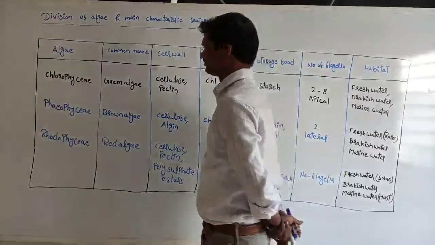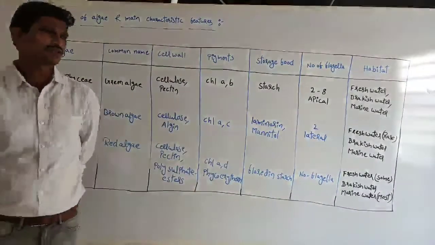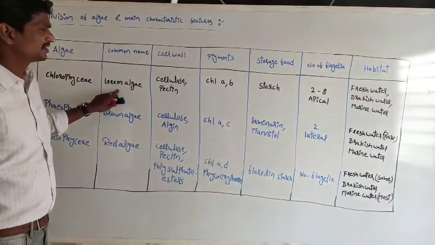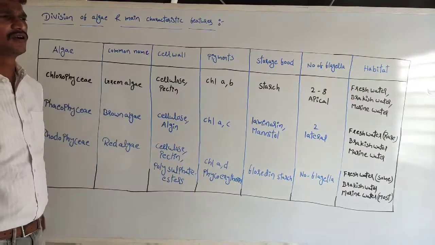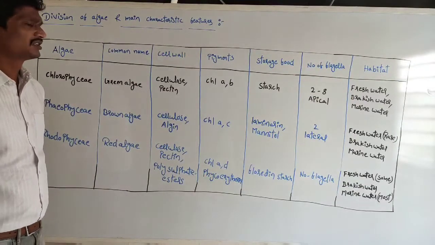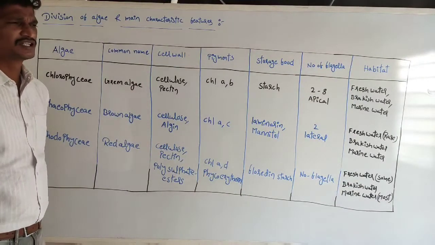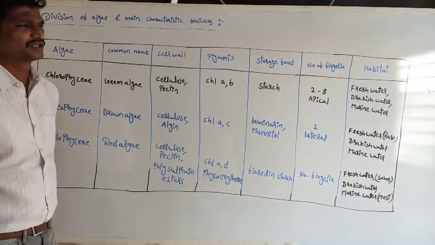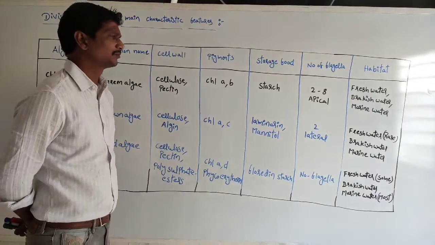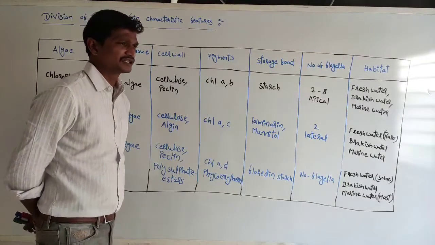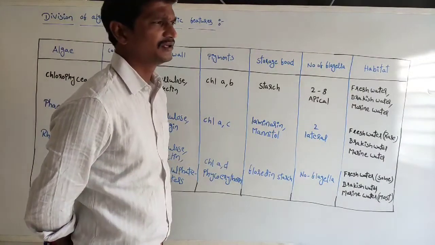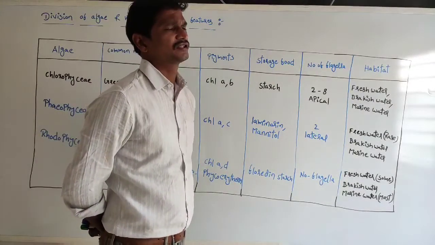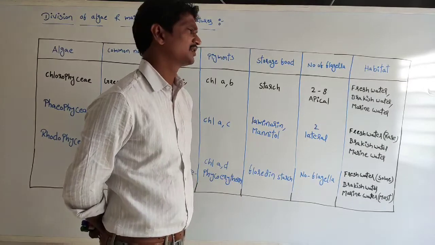So the very first one is chlorophyceae. This one is also called green algae because it exhibits the green color. Regarding the cell wall composition, there is an outer wall and an inner wall. The inner wall is made up of cellulose, and the outer wall is made up of pectin. The pigments are chlorophyll A and chlorophyll B, and the storage food material is starch.